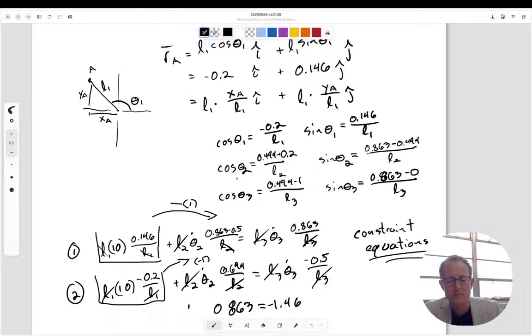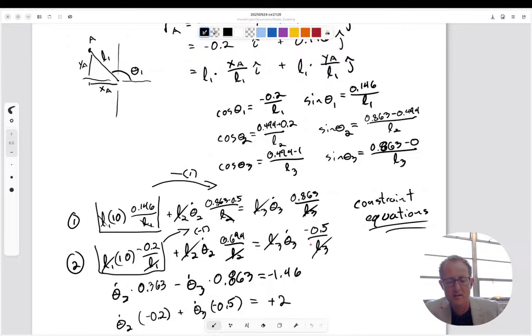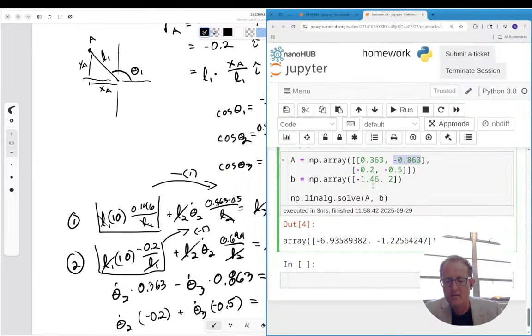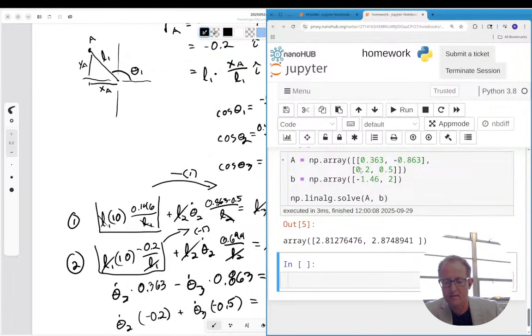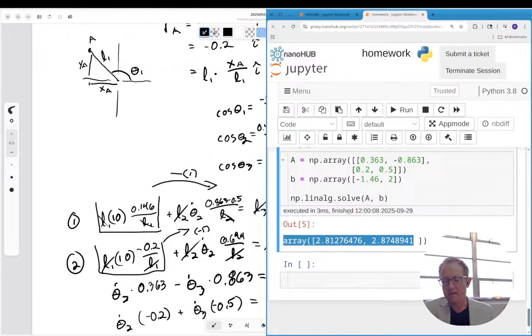theta 2 sine, and so these should both be positive because it's a positive and then a negative negative. 2.8, 2.9. Definitely double check the math, but this seems a lot closer than the original.